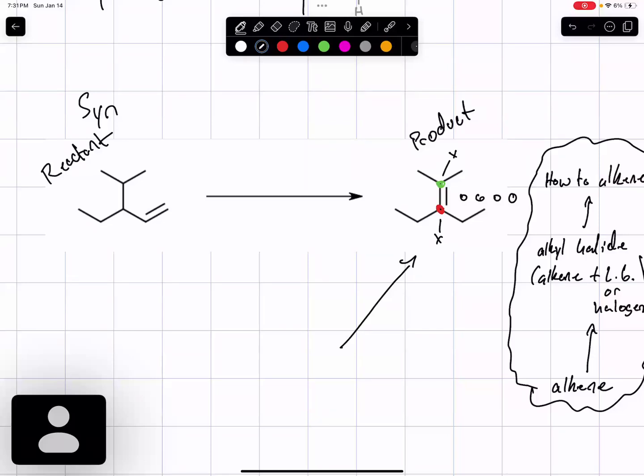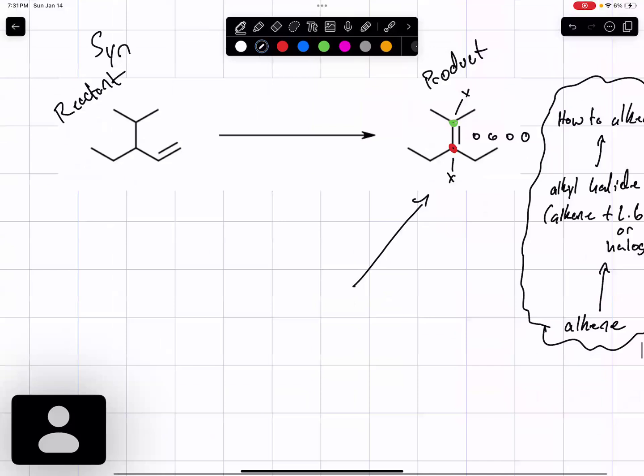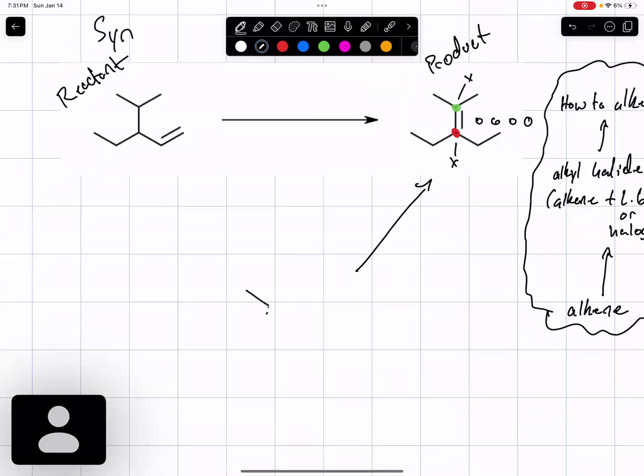Is it green? Okay, if it was green, that means that originally it looked something like this, right? And we treated this, let's say, with a small base, like, I don't know, methoxide. A small base like methoxide. That would make a Zaitsev alkene. This is a Zaitsev alkene.